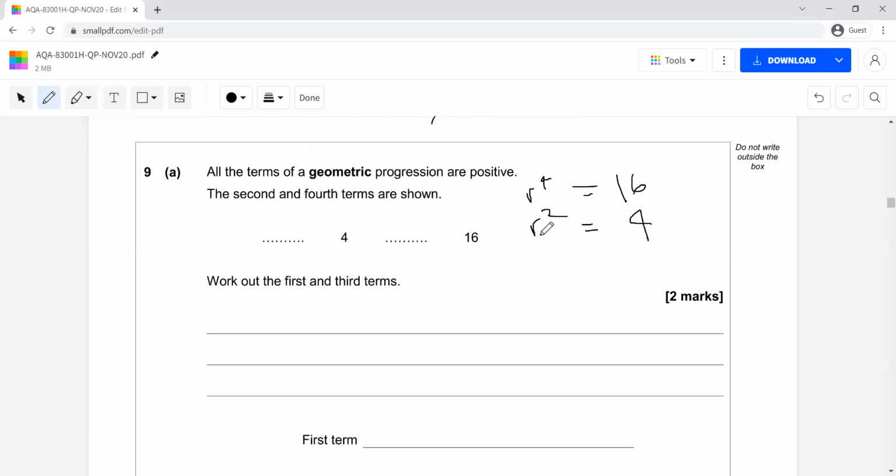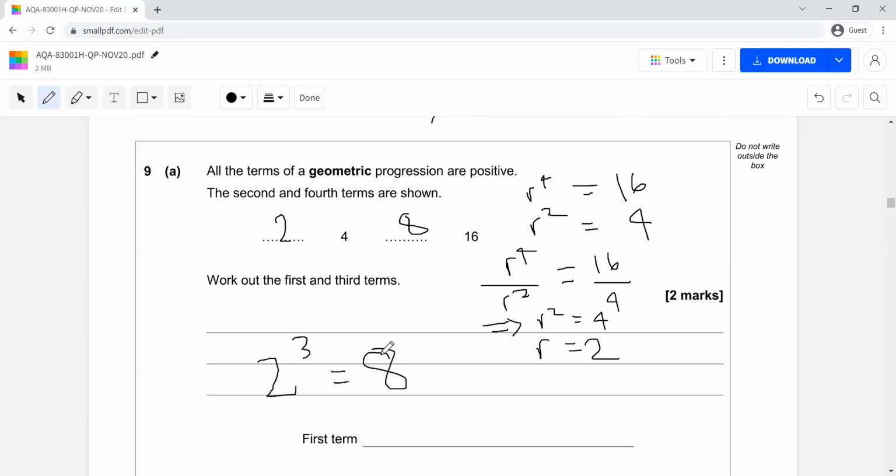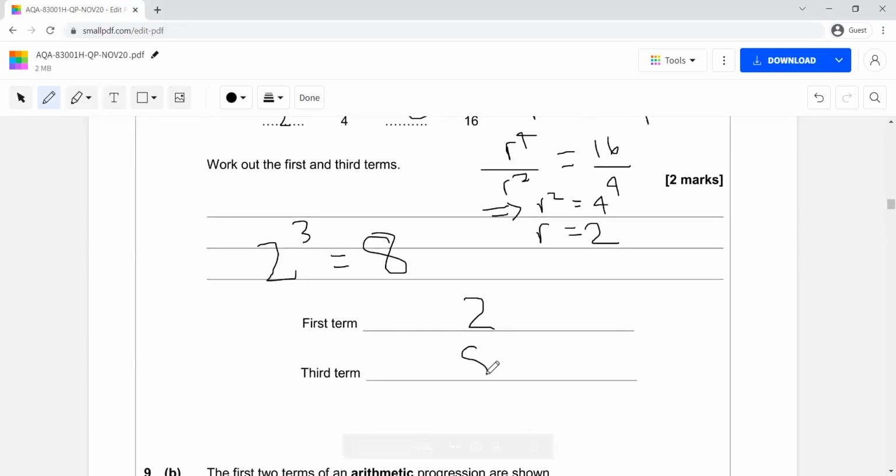So quick thing we could do is do r to the 4 over r squared is equal to 16 over 4, which means that r squared is equal to 4. So our common ratio is 2. So we're multiplying by 2 each time. So the first term must be 2, and the third term must be 8, because 2 cubed is the third term, and that is equal to 8. So we'll have 2 and 8.